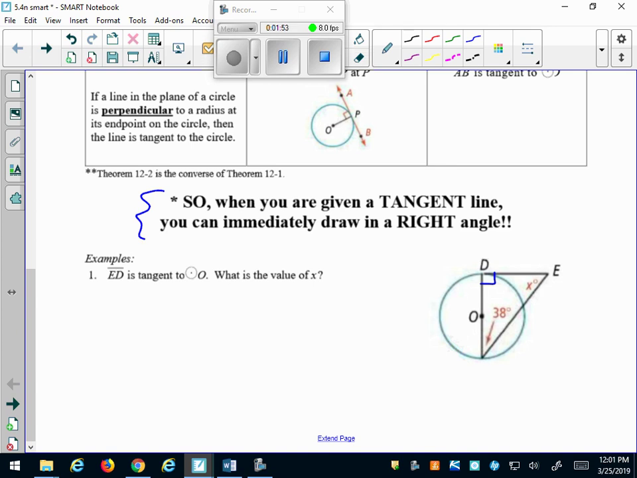So in this problem, ED is tangent to circle O. We put that right angle there, and basically we've created this triangle, which is a right triangle. If we have to find what X is, what are we going to do? X is the degree measure of that angle there. I do what?